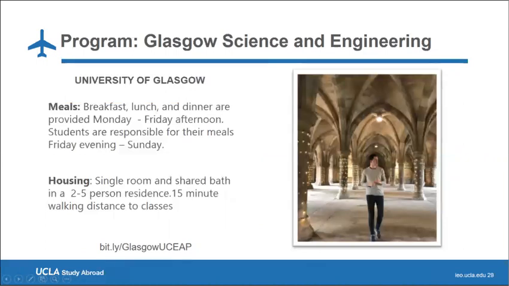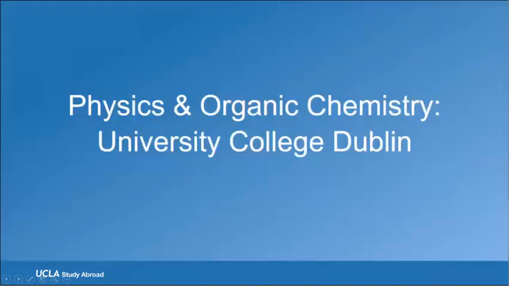There is a meal plan at the University of Glasgow. You will receive breakfast, lunch, and dinner Monday through Friday afternoon. You will be responsible for meals beginning Friday evening through Sunday. For housing, you will have a single room with a shared bath in a 2 to 5 person residence, and it's about a 15-minute walking distance to class. On screen, I also have a bit.ly that will guide you directly to the Glasgow Science Engineering UCEAP page, where you can learn a little bit more if you are interested.